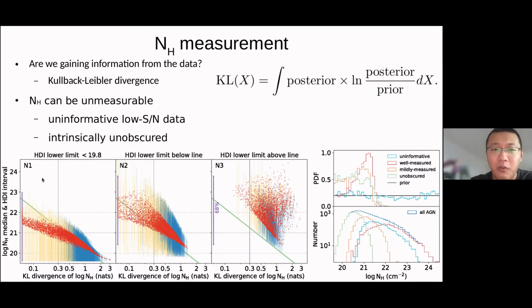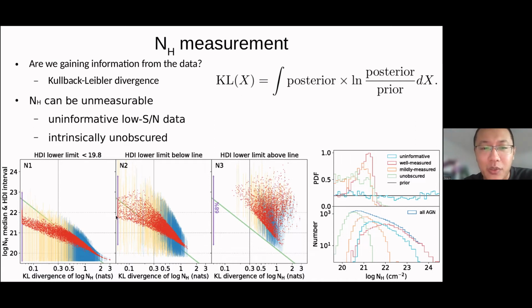So here in this figure, we plot the measured column density, the median value, as a function of this KL divergence. I've divided the sample into three subsamples. In this figure, I show a few examples of the PDF. Here, this black line is the constant, which is the log uniform prior that we adopted. In some cases, when we have a really small KL divergence, an example is shown here with this cyan PDF. You can see it's similar to this flat line. In this case, since they are similar, this value is small.